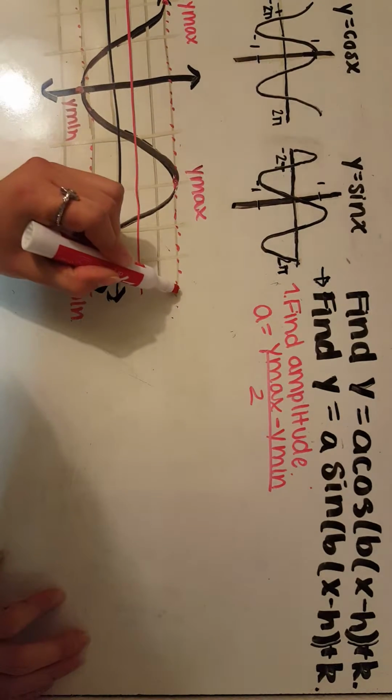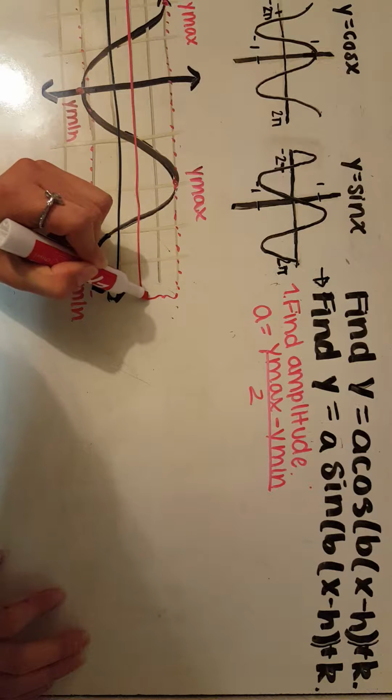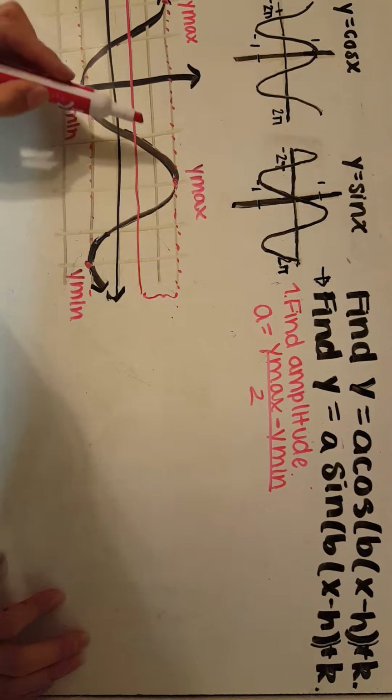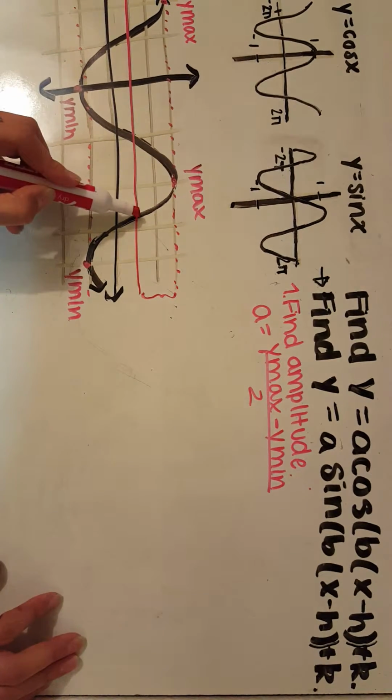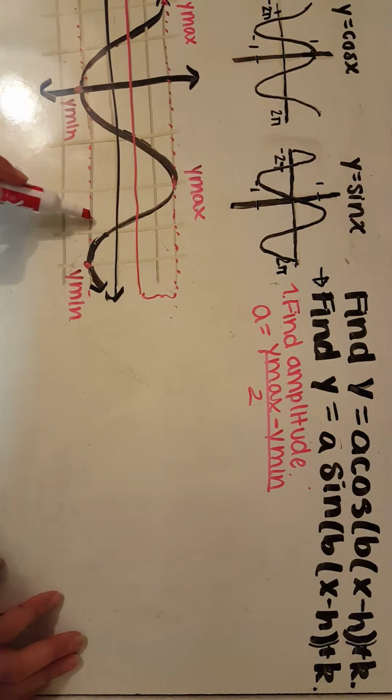So our amplitude then is this difference: how much up we go from our midline to our maximum, or how much down we go from our midline to our minimum.